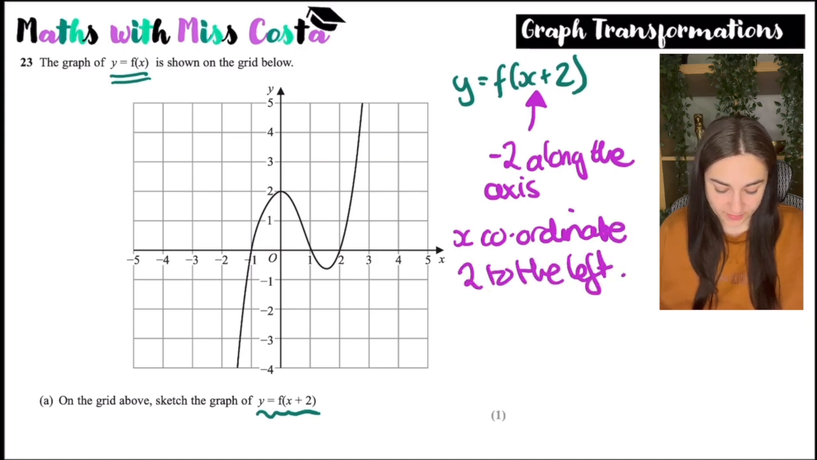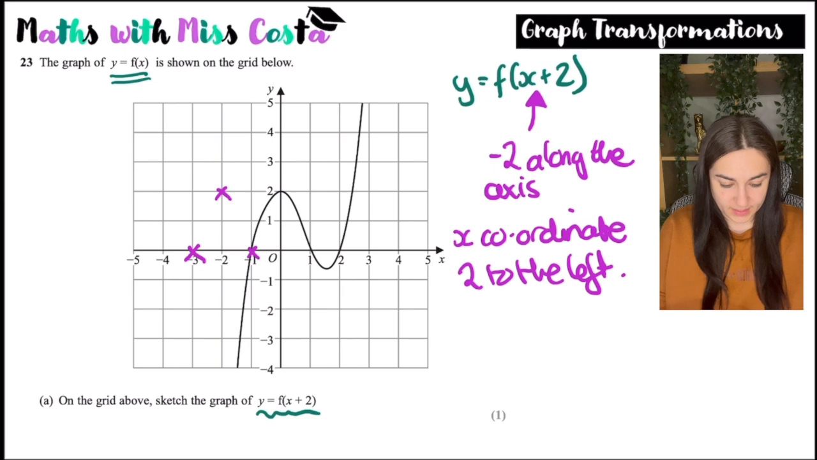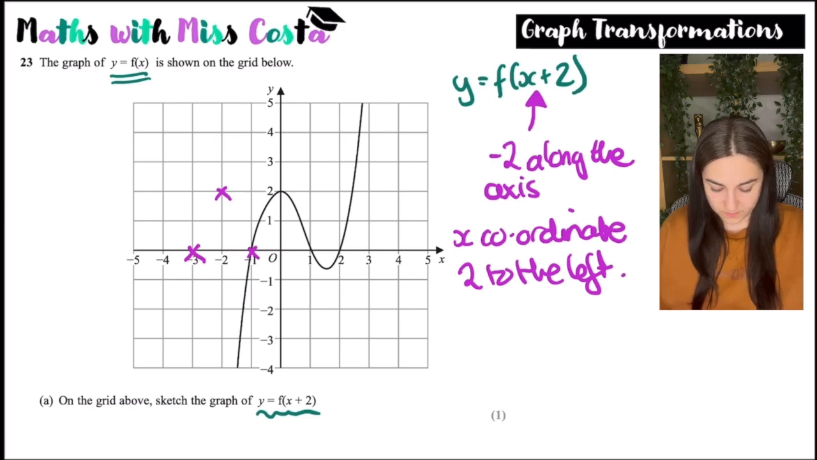So let's have a look at what's happening here. Let's start with this x coordinate. I'm going to shift it 2 to the left. So that would become minus 3. Then let's look at this x coordinate. It's 0, so I'm going to shift it 2 to the left. So that would be minus 2. Then let's look at this coordinate, shift it 2 to the left over here. And then this coordinate over here would become 0.